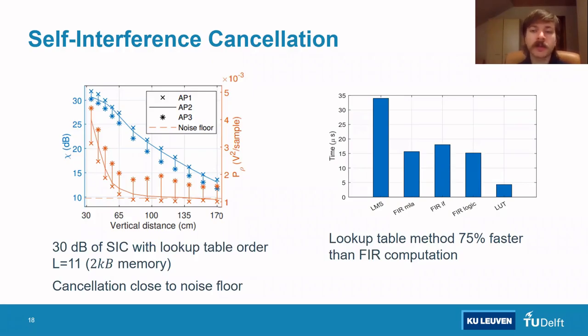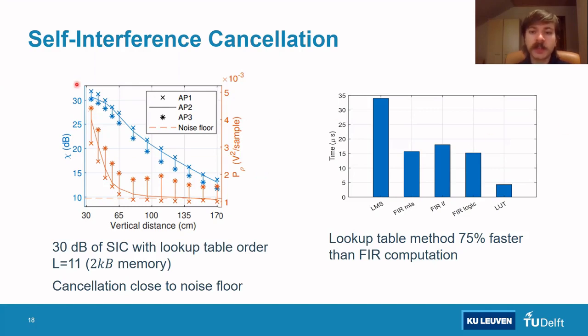Let's first look at the performance of our self-interference cancellation technique. The left figure shows a measurement of the self-interference cancellation strength on the 3 APs, depending on the vertical distance between each AP and the floor. By placing the APs at various vertical distances from the floor, we can change the amount of self-interference the AP experiences. The right axis, together with the orange curve, shows the remaining energy in the signal after cancellation. The left axis, together with the blue curve, shows the ratio between the amount of self-interference before and after cancellation.